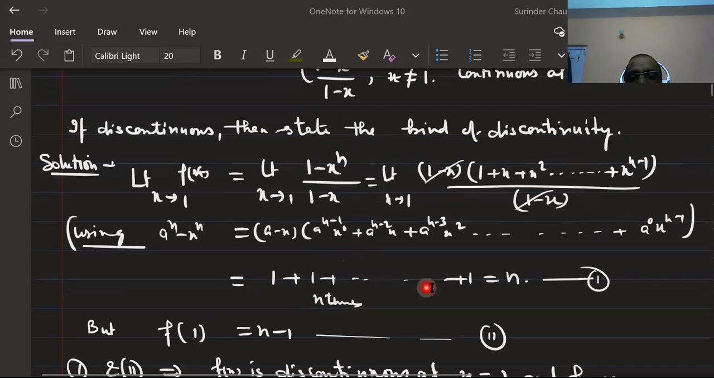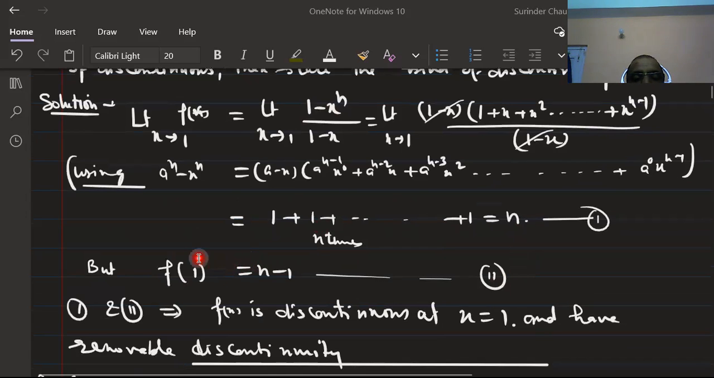So 1 plus 1 plus 1 plus 1. How many terms are there in this? There are n terms, so 1 plus 1 plus, n times, is equal to n. So the limit as x goes to 1, from left and right both, comes out to n, but the value of the function at 1 is n minus 1. So if we replace the value of the function at 1, we can make this function f(x) continuous.